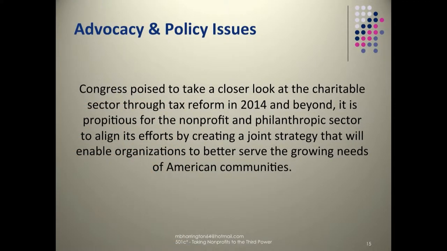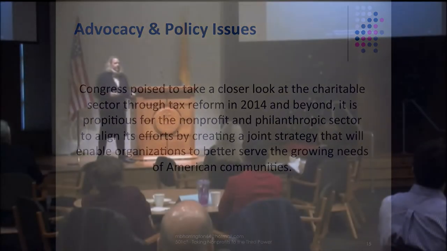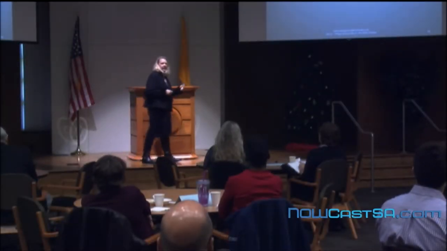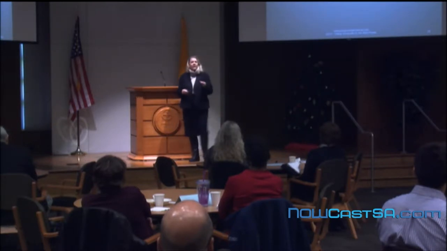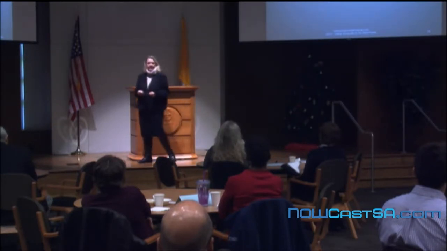And one of the things that it says is Congress is poised to take a closer look at the charitable sector. We have a target on our backs. There are congressmen and there are senators who want to change the way we do business. There's a senator who wants to abolish all tax abatements for nonprofits. That's already happened in, or tried to happen in, two states. Now, I think something like that might actually get us moving and get us working together, but the problem is it may be too little too late.